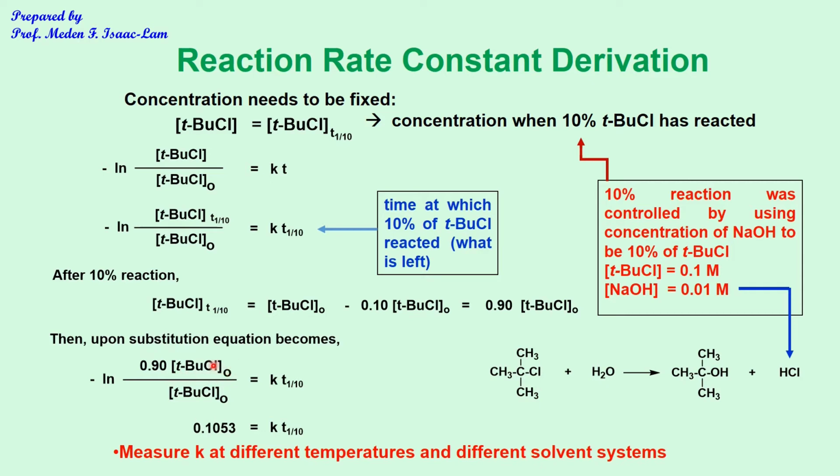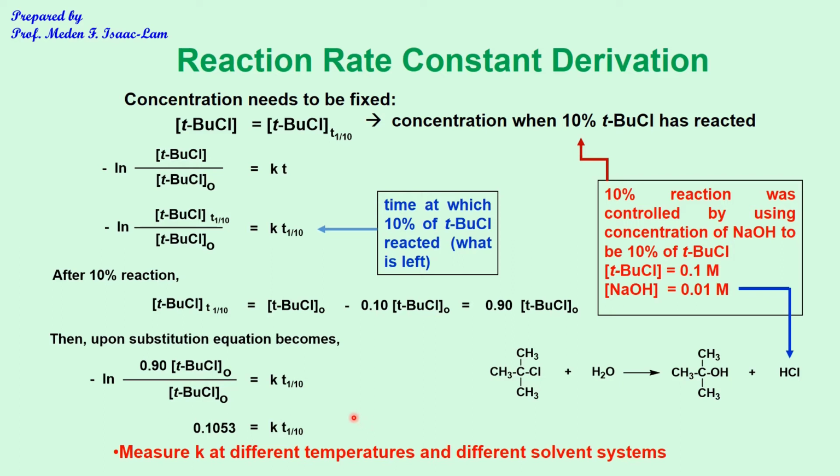So in the numerator, we have the initial concentration of tert-butyl chloride, the same as the denominator, the initial concentration of tert-butyl chloride. We can now cancel the initial concentration above and the initial concentration below. What is left behind is minus ln of 0.9. Minus ln of 0.9 becomes 0.1053, which is now equal to the reaction rate constant times the time at 10% reaction. This time at 10% reaction is the observed time in the experiment illustrated.